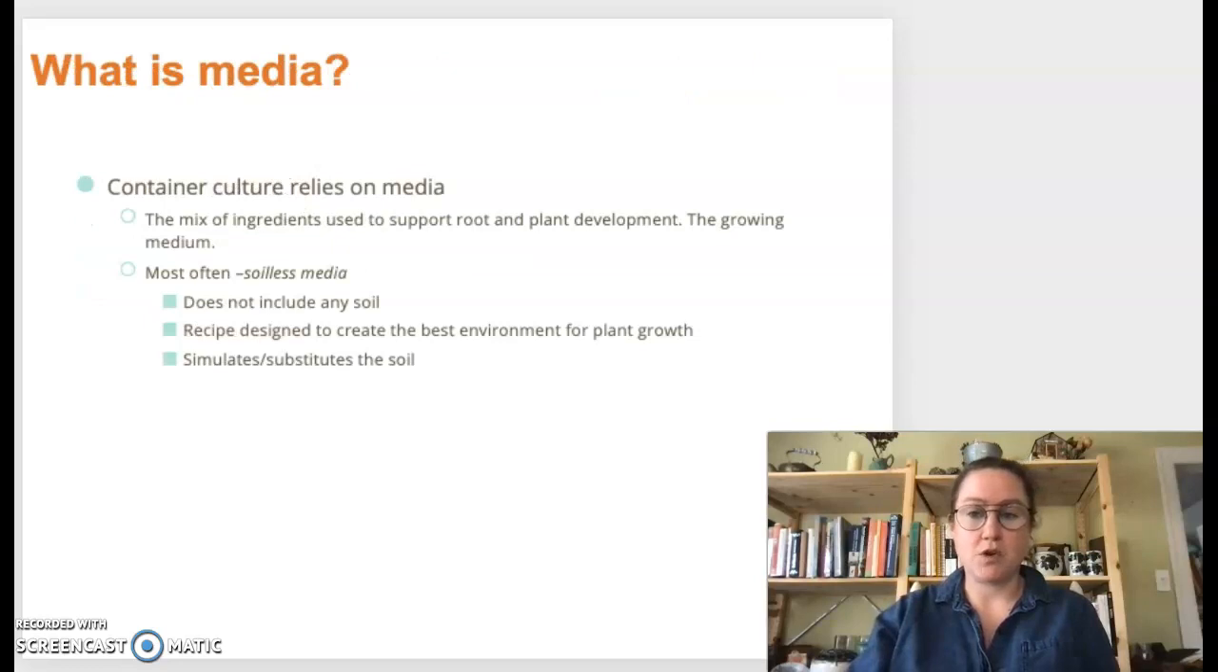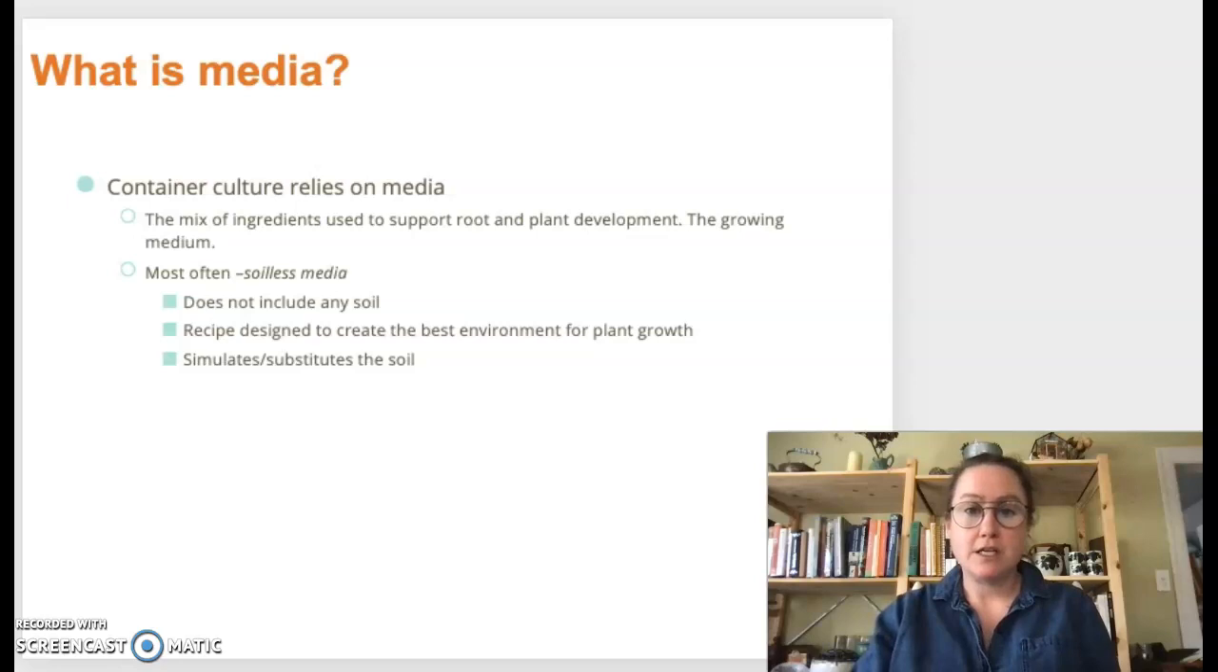You'll hear a lot of terms thrown around that are in fact usually referring to the same thing. So when talking about media, we're talking about the growing medium. We're talking about soil, except of course, all these mixes don't necessarily contain soil, but they're taking the place of soil in the containers. People will throw around terms like seed starting mix and potting mix, and technically those mixes all have different elements, which we'll talk about, but casually people might interchange them. So the mix of ingredients used to support root and plant development is the definition we're working with.